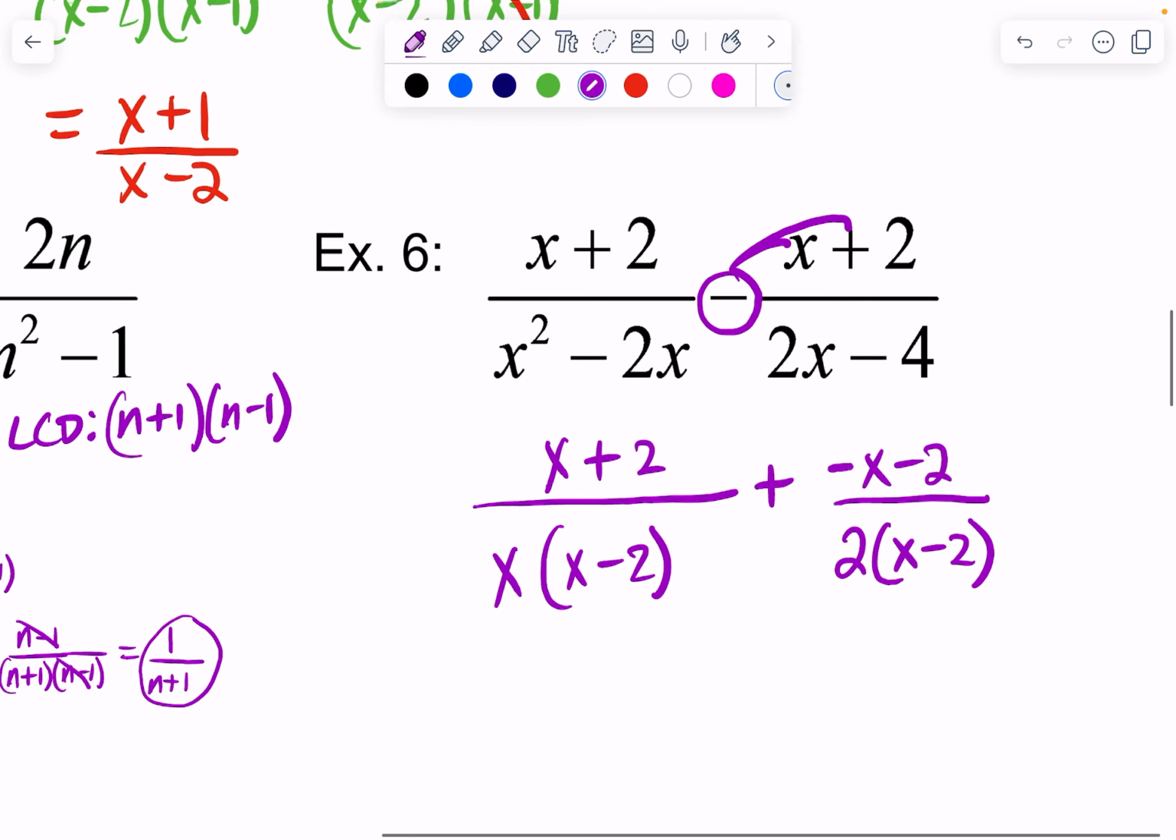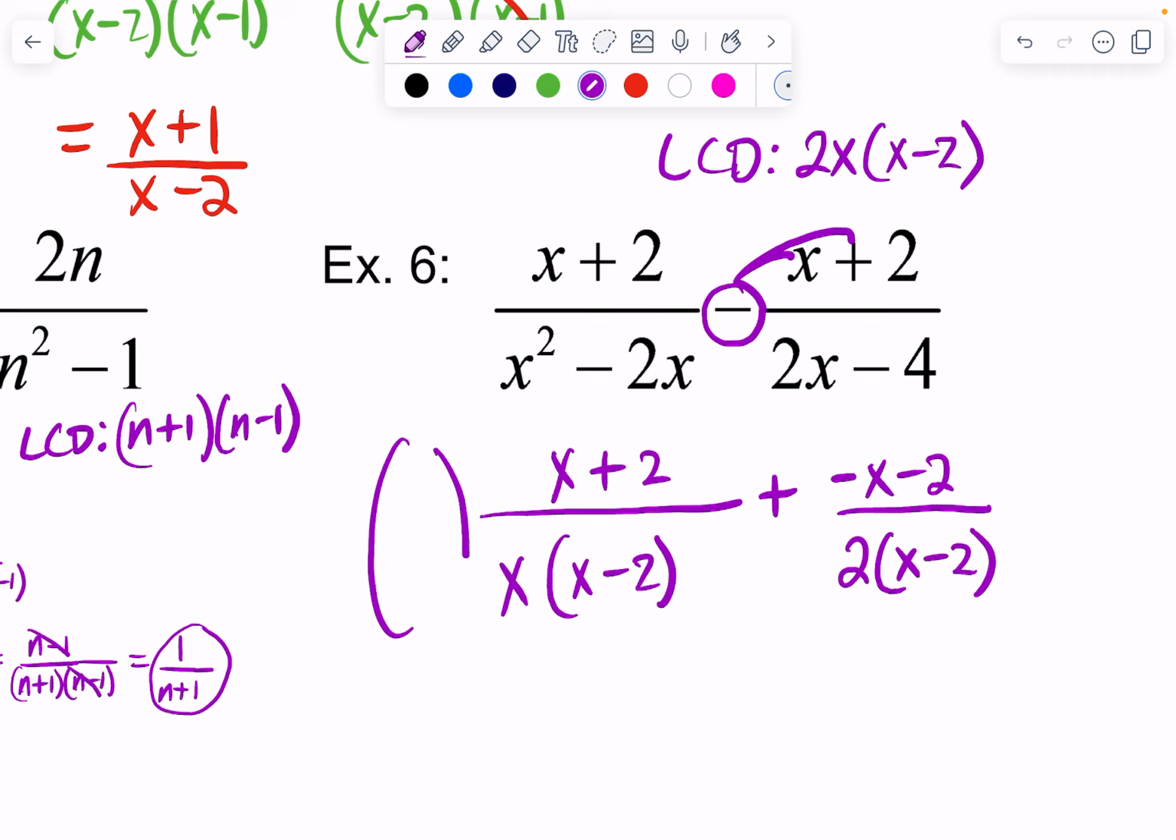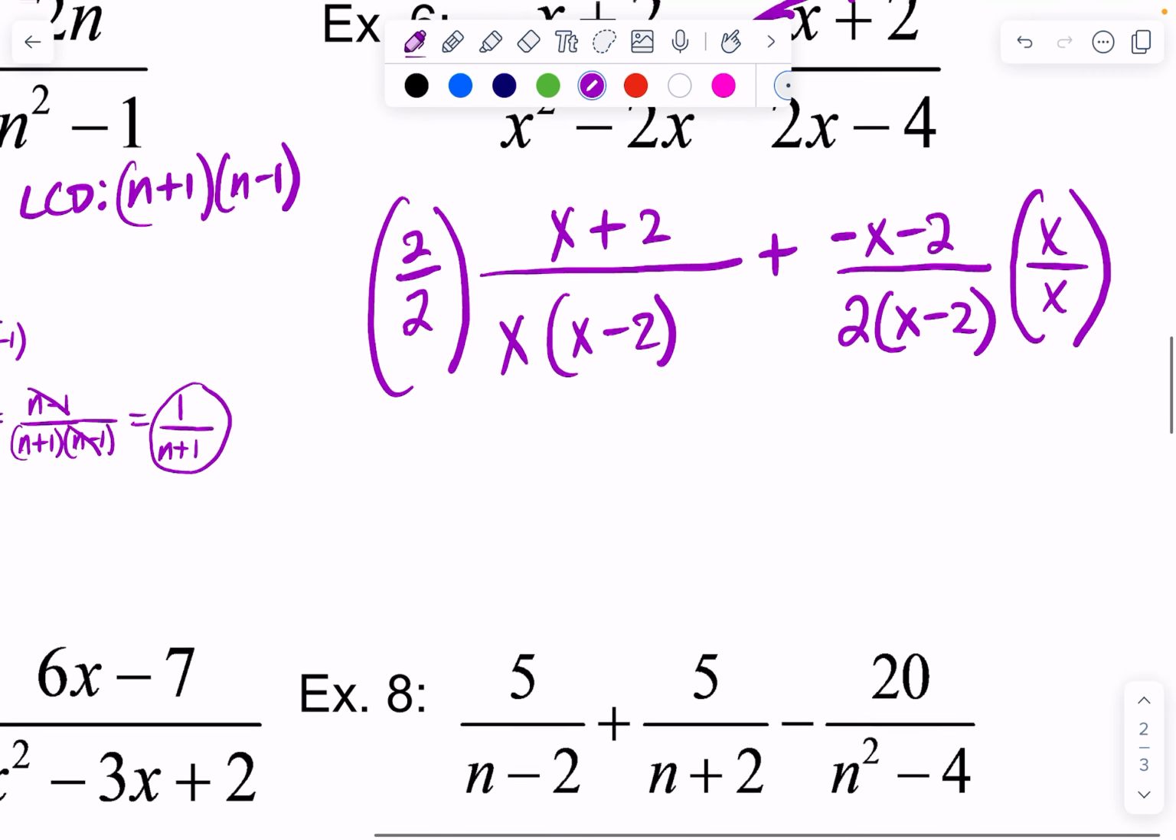What is the LCD here in this case? The LCD here is going to be 2x times x minus 2. What am I missing over here on the left rational expression? A 2. What am I missing over here on the right rational expression? An x. So let's go ahead and distribute.